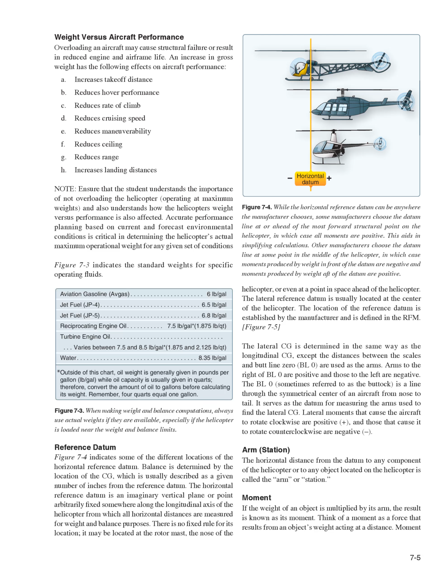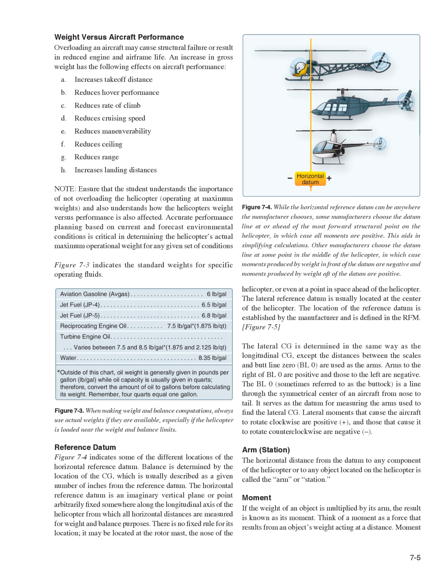Weight versus aircraft performance. Overloading an aircraft may cause structural failure or result in reduced engine and airframe life. An increase in gross weight has the following effects on aircraft performance. A. Increases takeoff distance. B. Reduces hover performance. C. Reduces rate of climb. D. Reduces cruising speed. E. Reduces maneuverability. F. Reduces ceiling. G. Reduces range. H. Increases landing distances.